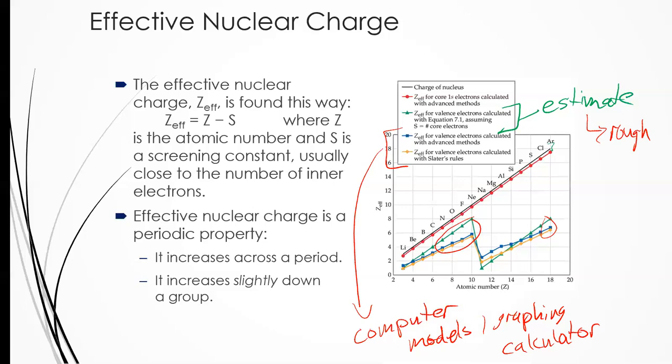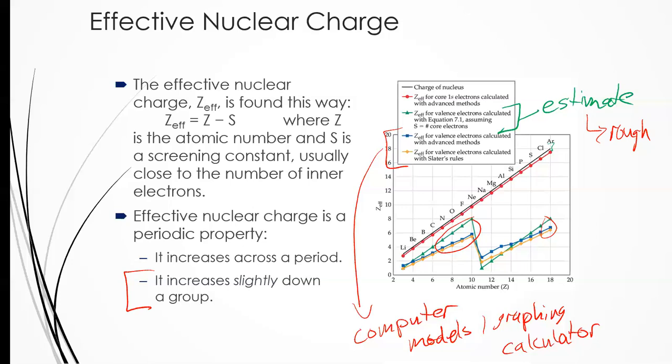Now, the thing to remember about effective nuclear charge is that it always increases across a period. So within the same energy level, the more protons you have, the higher your Z effective is going to become. What might not be obvious with our method is that it does increase slightly going down a group.